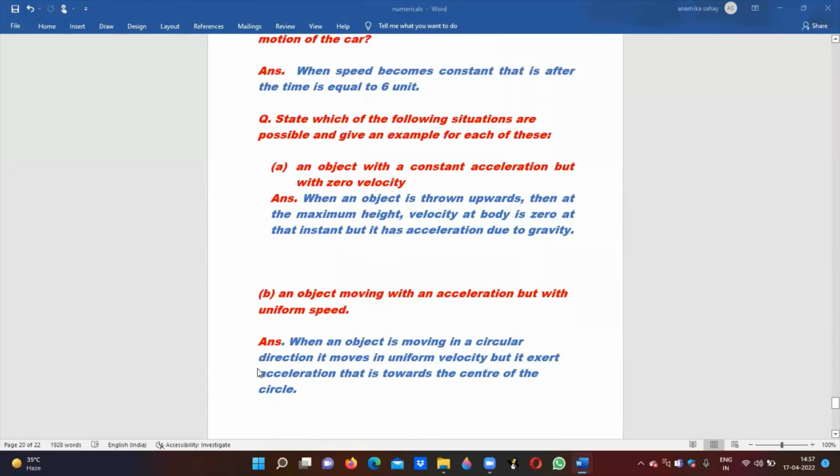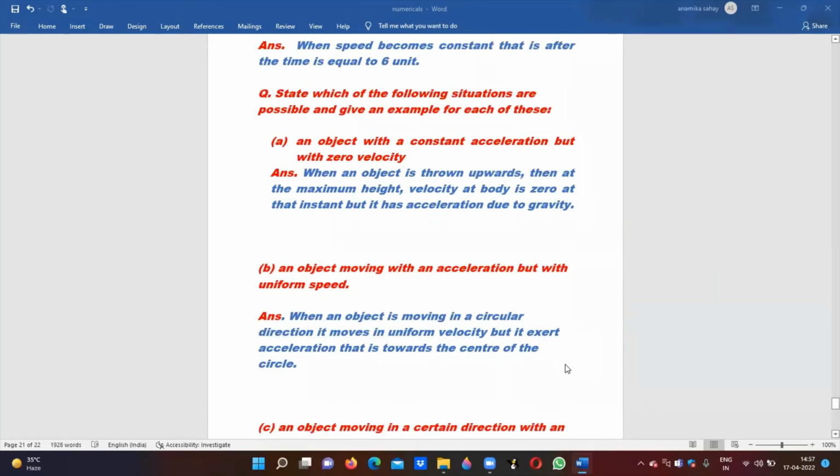Next question: an object moving with an acceleration but with uniform velocity. Yes. When a body is moving in a circular direction, it moves with uniform speed, but it has acceleration towards the center of the circle.